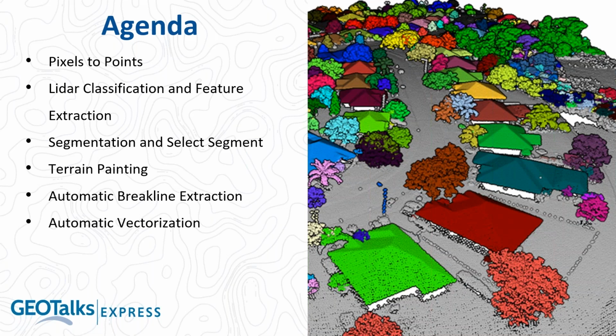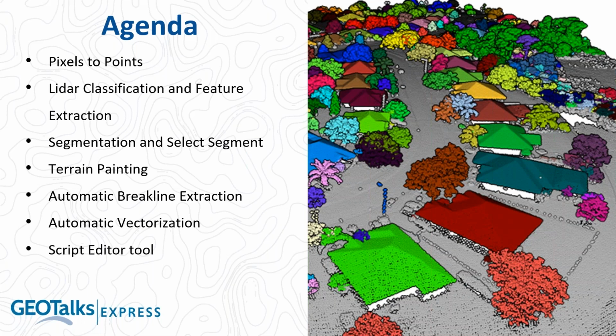We can also create some more features automatically with an automatic vectorization tool. This works with some raster data and works by creating some area features based on equal values within a raster data set, both images and terrain.